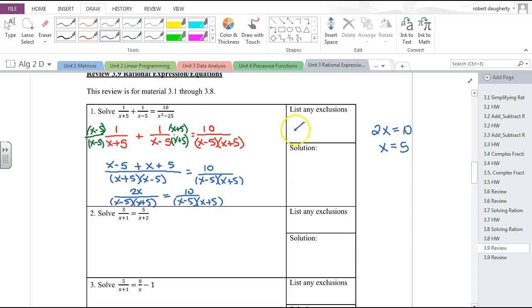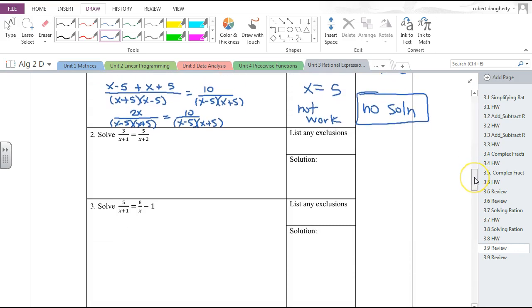What are my exclusions? x cannot be plus or minus 5. What is my solution? x equal 5, and that does not work. So that means there is no solution to this problem. Let us look at the next one.